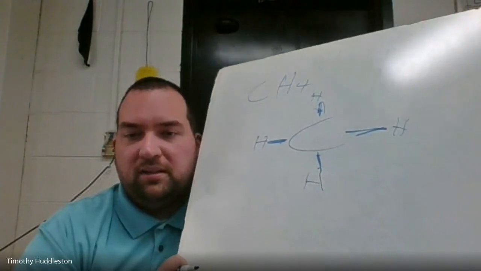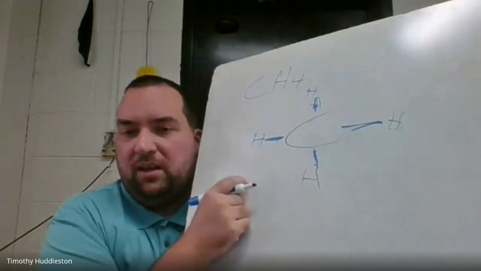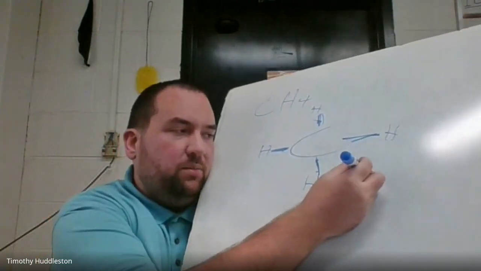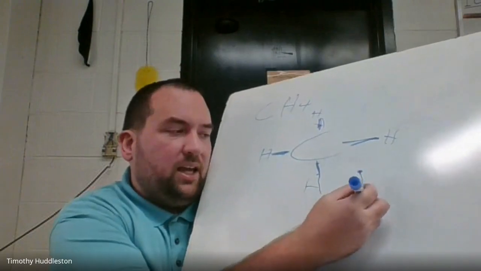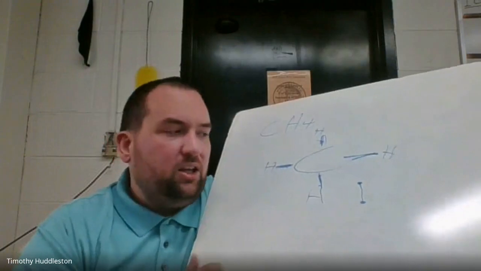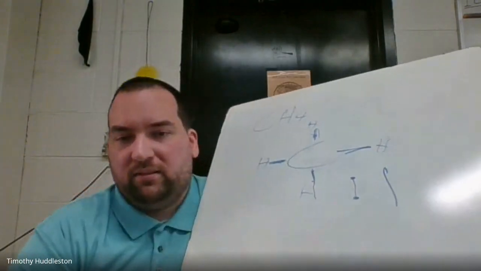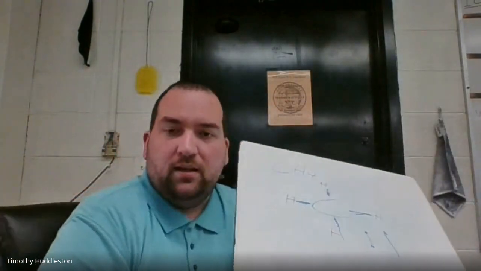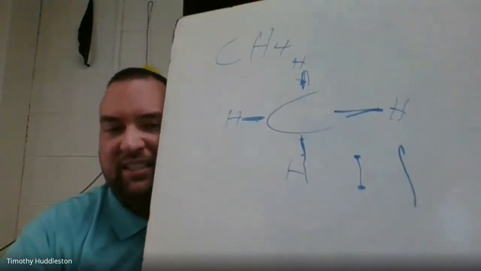Now, what I'll notice is that throughout the year, if I just do this, people will start writing their bonds like this, like a dotted line or something. You don't have to do that. You can just write a line. So that would be an example of a stable molecule.